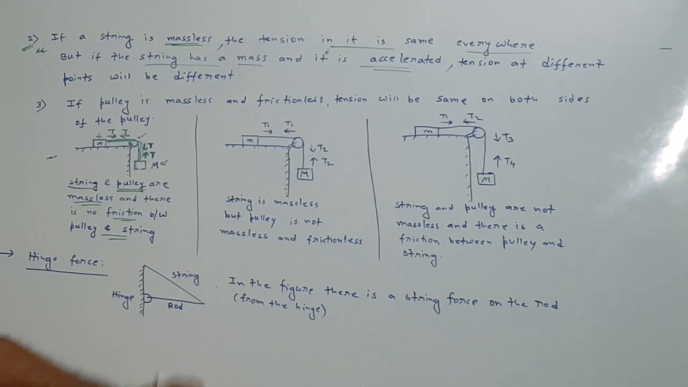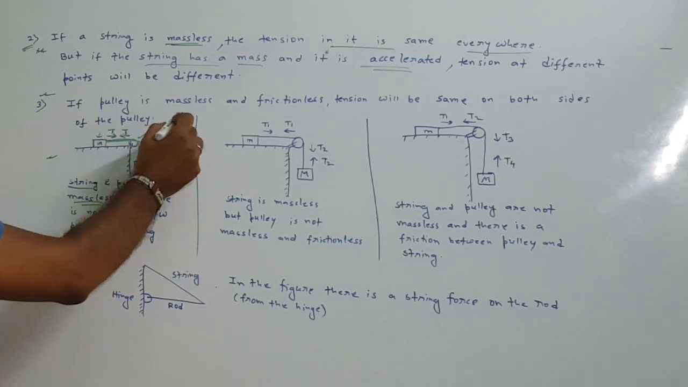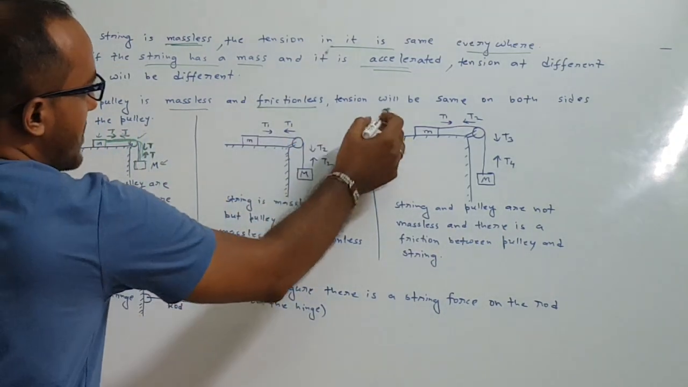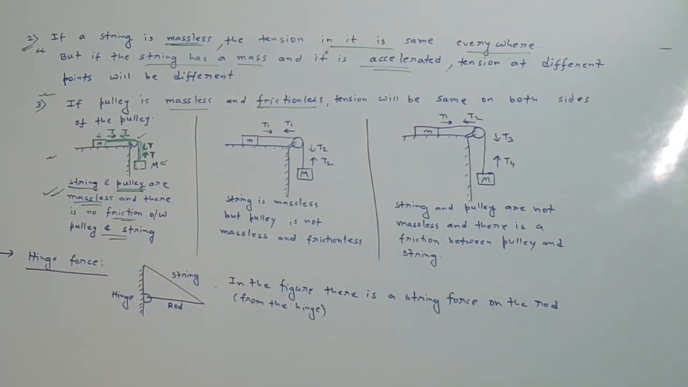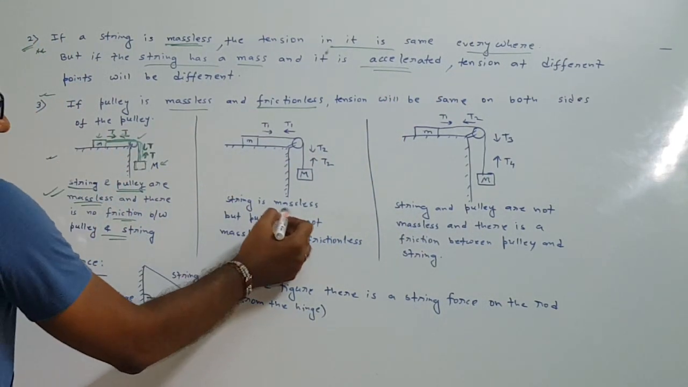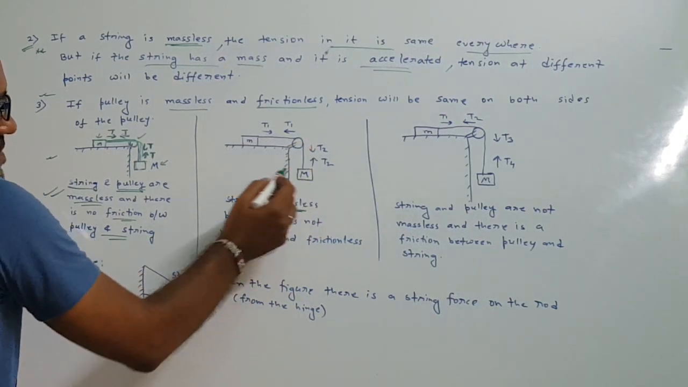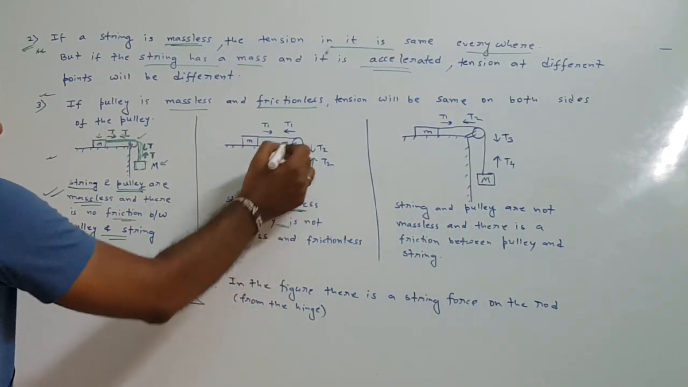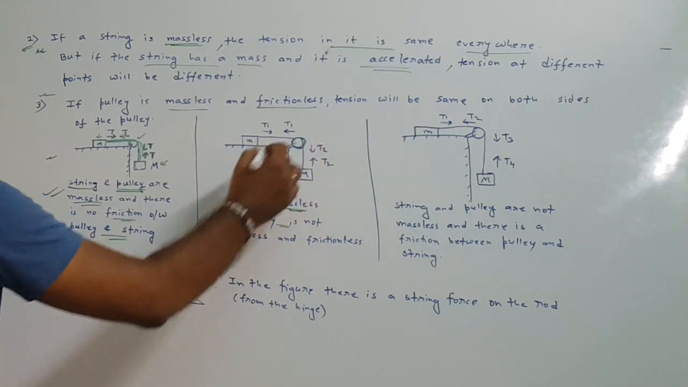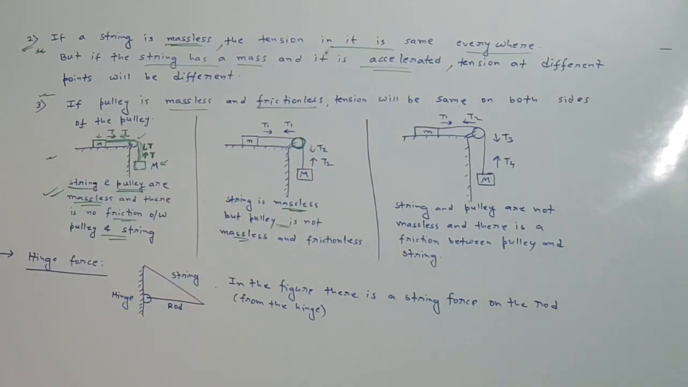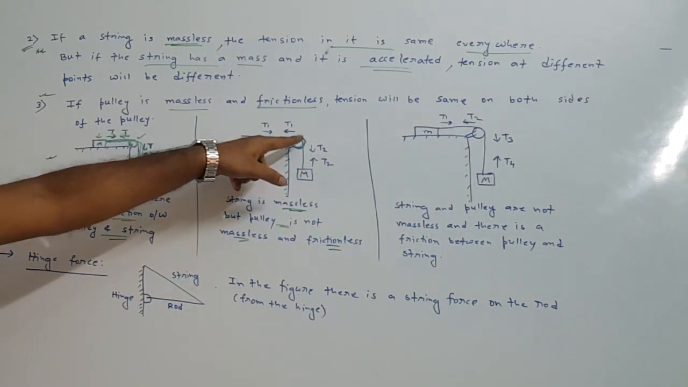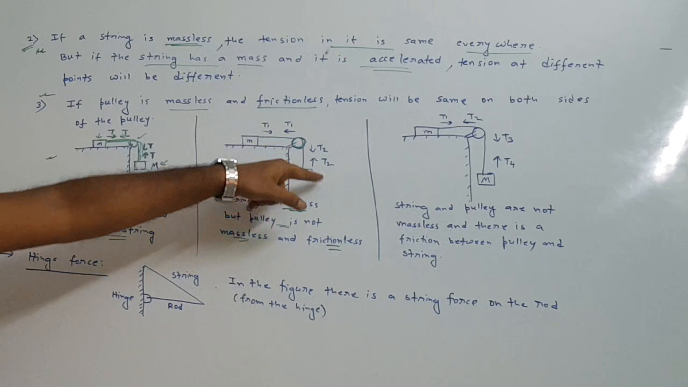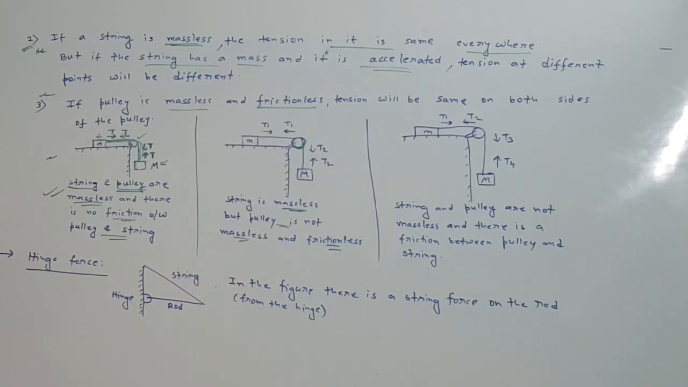Now in the third point, if the pulley is massless and frictionless, tension will be the same on both sides of the pulley. This is the case. See this case, this string is massless, but the pulley is not massless. Now in this case, the pulley has some mass and is frictionless. That means this pulley and rope system is frictionless, but the pulley has a mass. This rope doesn't have any mass.